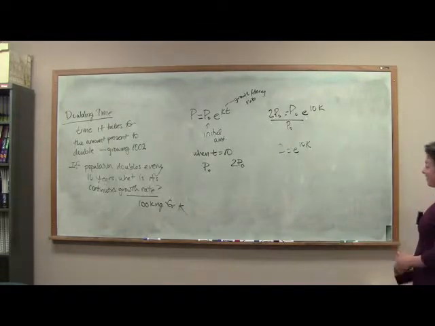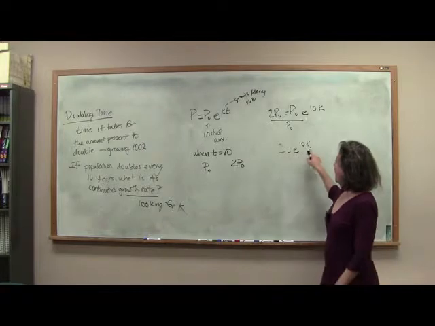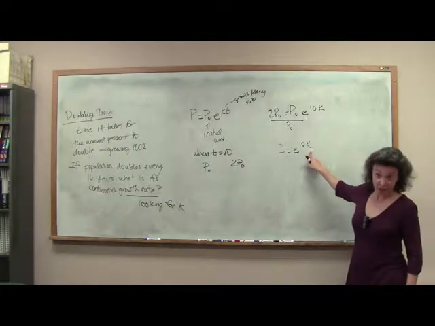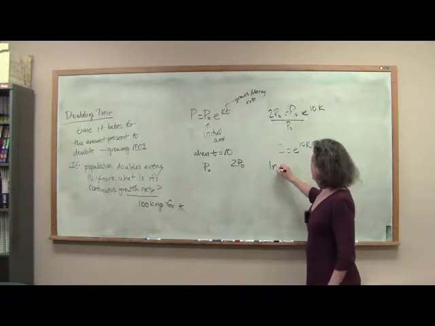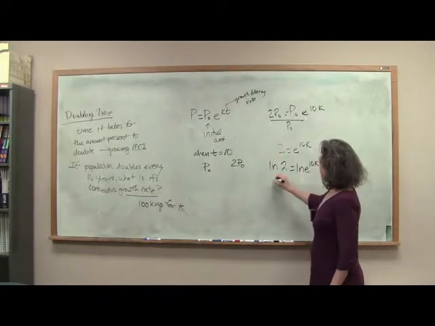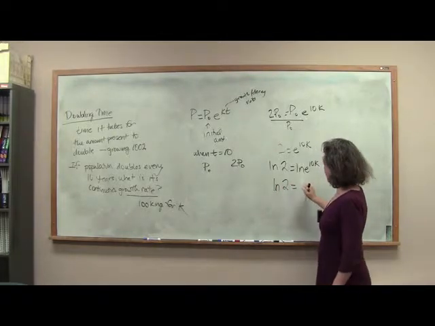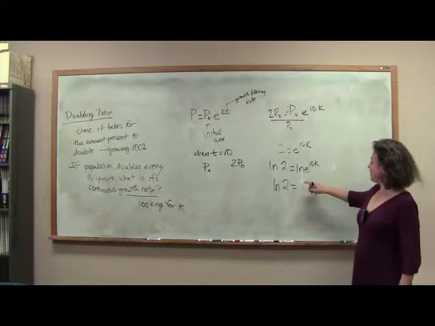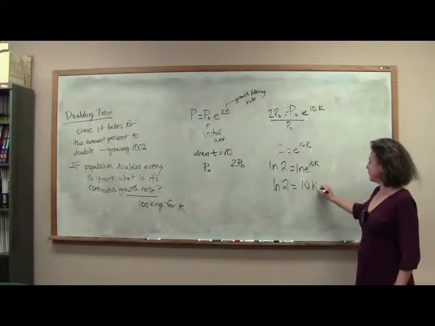Now, whenever I have a base of e, I know the way that I'm going to solve for my exponent is natural log. Okay? So I'll take the natural log of both sides, and I claim I get the natural log of 2. On my right-hand side, using the fact that these are inverses, I'm left with 10k.